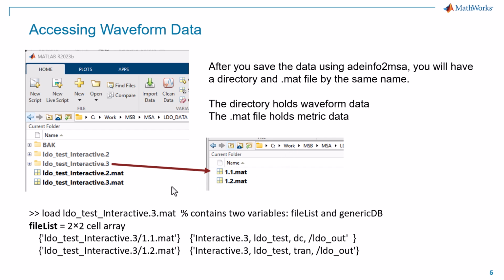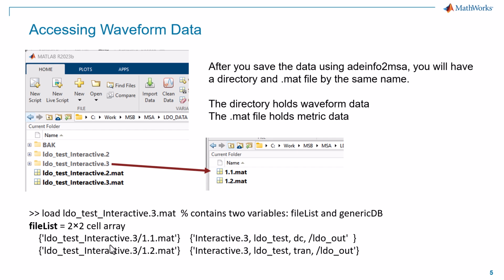And then if you look underneath the waveform data folder, you're going to find more mat files. The reason is that, depending on the different types of analysis you had, you'll have one mat file per node per analysis type. So in this case, I loaded LDO test underscore interactive.3.mat. Within that mat file, there are two variables, file list and generic DB. For the purpose of waveform data, you want to look at file list. It's kind of like your key to accessing the data that's in the waveform folder.